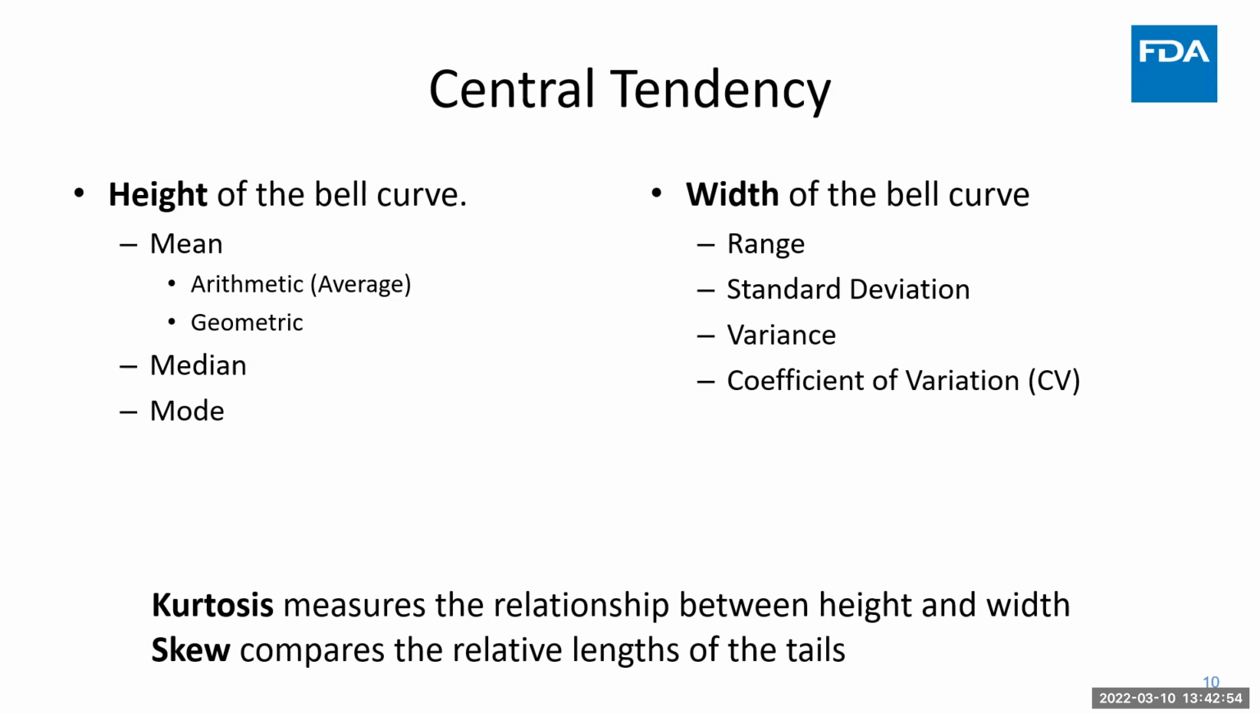The coefficient of variation is also in the same units, but it's used a little bit differently than standard deviation. It gives you more precision as opposed to accuracy. Kurtosis measures the relationship between height and width. Kurtosis and skew are important in measuring the data relative to the mean.